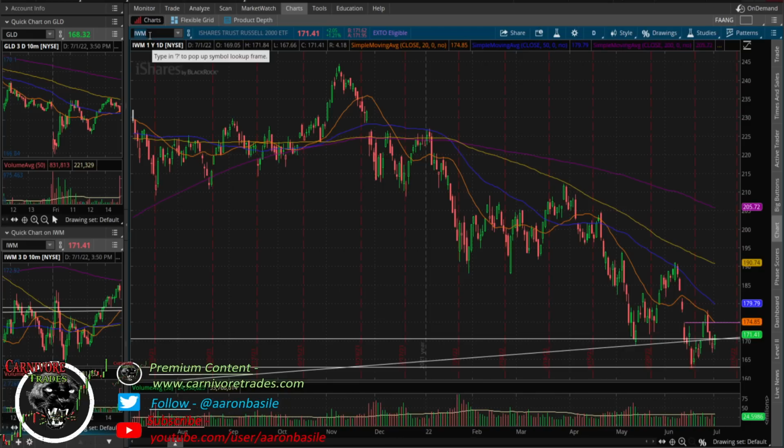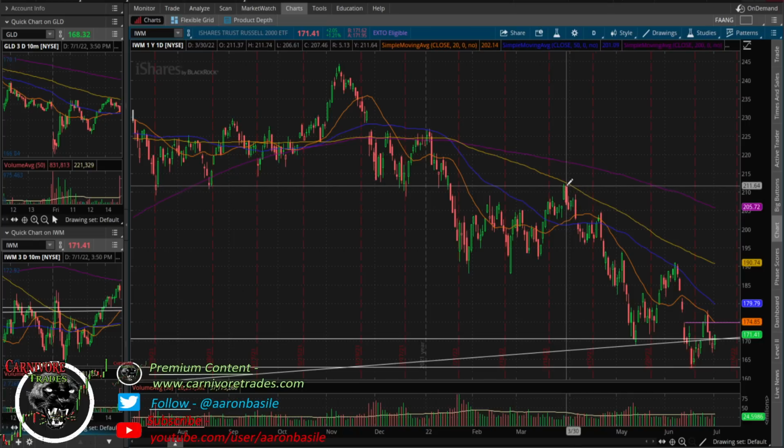As far as the Russell 2000, again, if you manage to get through this pivot, which kind of coincides with the 50 MA. So you see how these charts are all kind of lining up here. You could even make a case there's a trend line right here on the Russell.